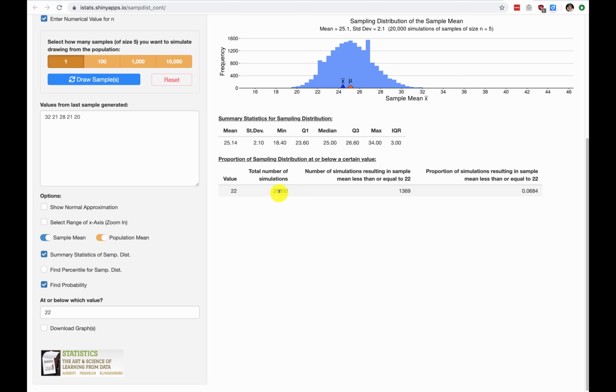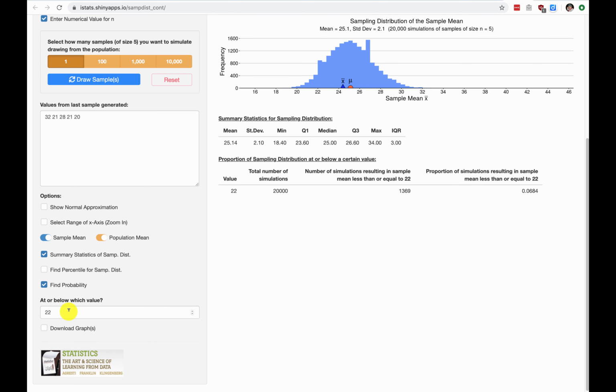We had 20,000 simulations, and the number of simulations resulting in sample mean less than or equal to 22 was about 1,370. And then the proportion of that, so do the math, it was almost 7%. So if we look here at the 22, about 7% of our data fell at 22 or below. So less than or equal to 22.